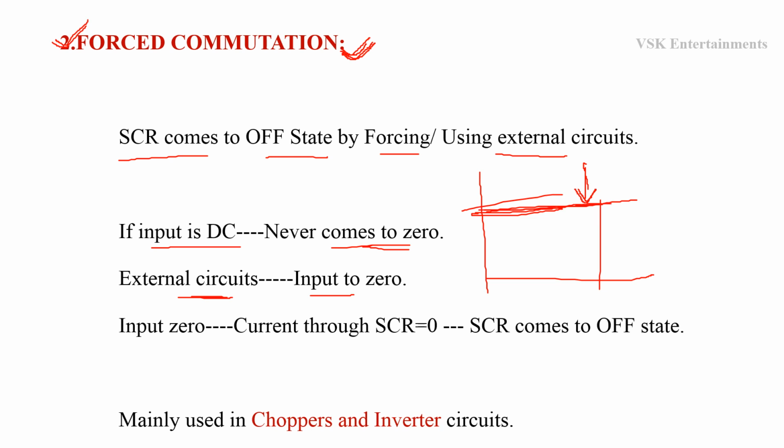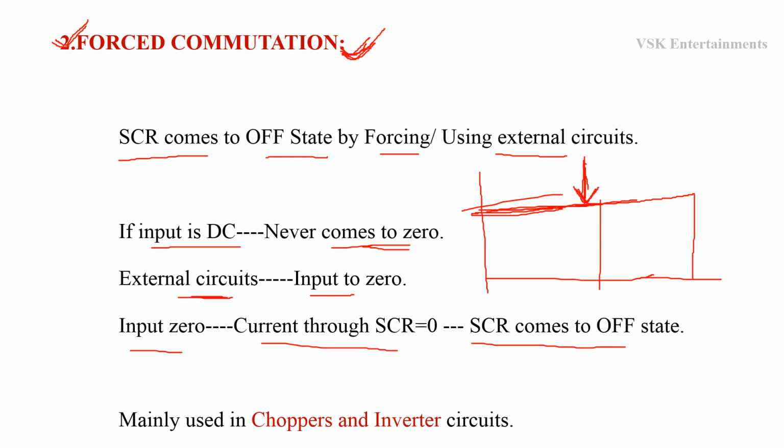This is the magnitude of DC. By using some external circuit or by forcing, we are going to make this DC input 0. If the input is 0, then the current flowing through the SCR becomes 0. If the current flowing through the SCR becomes 0, the SCR comes into the off state. That's the process of forced commutation.